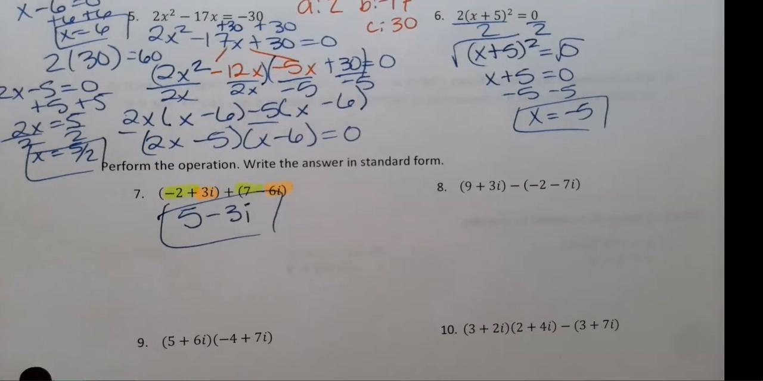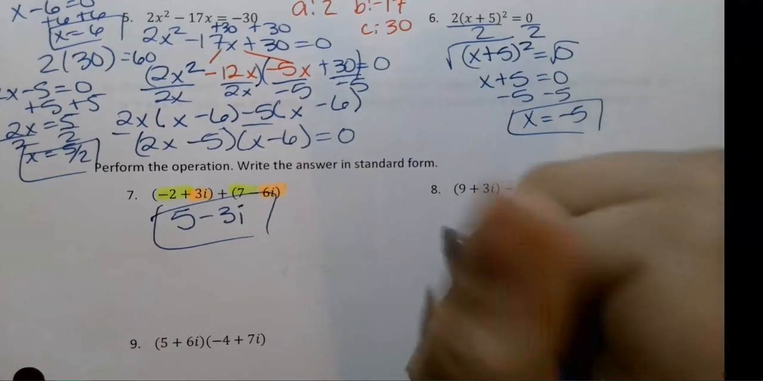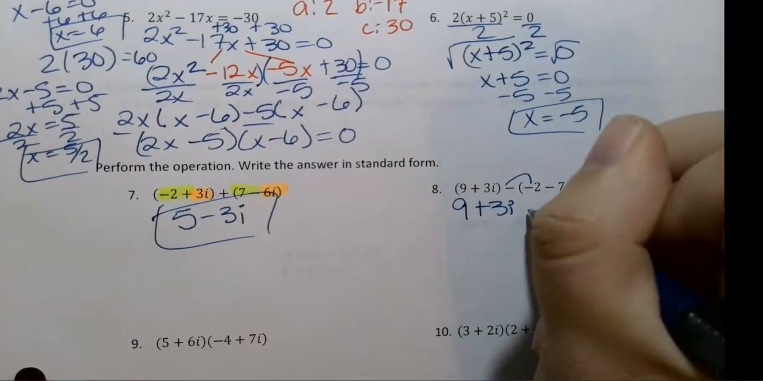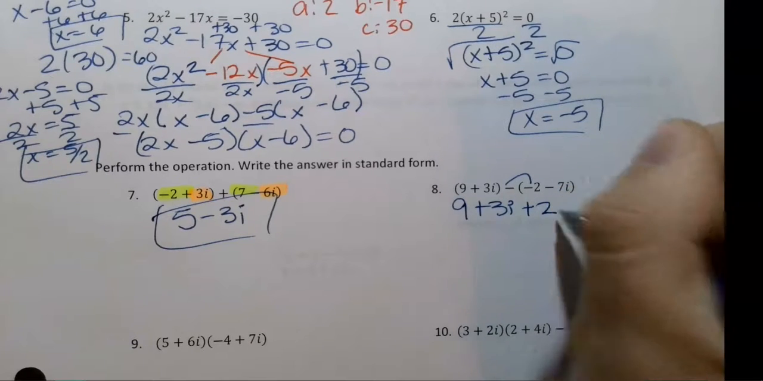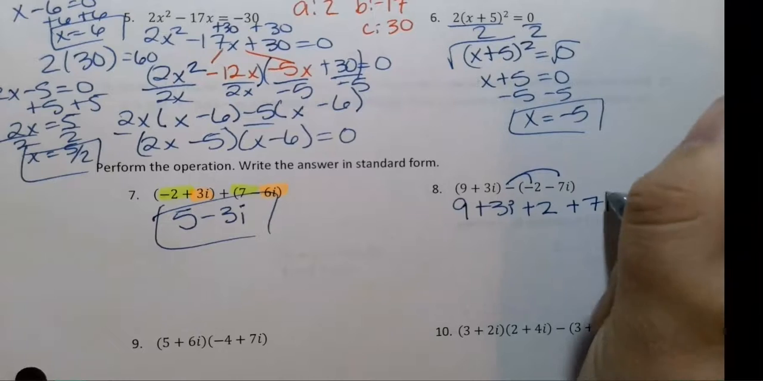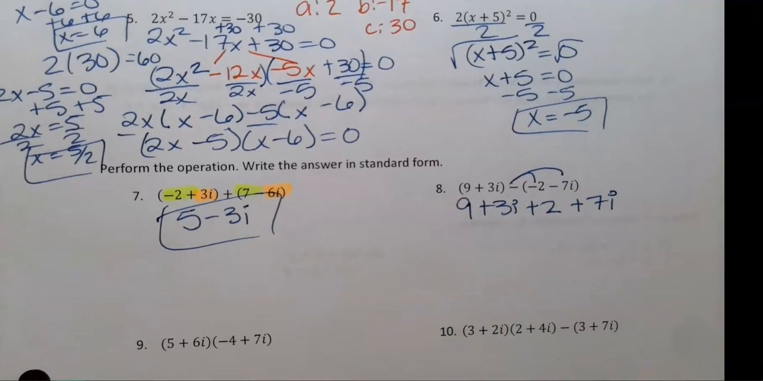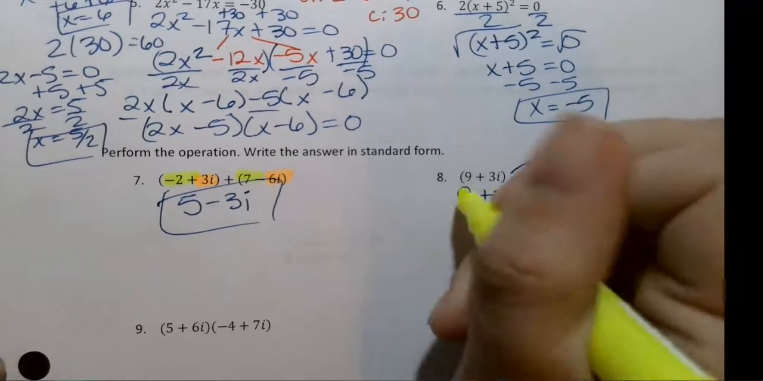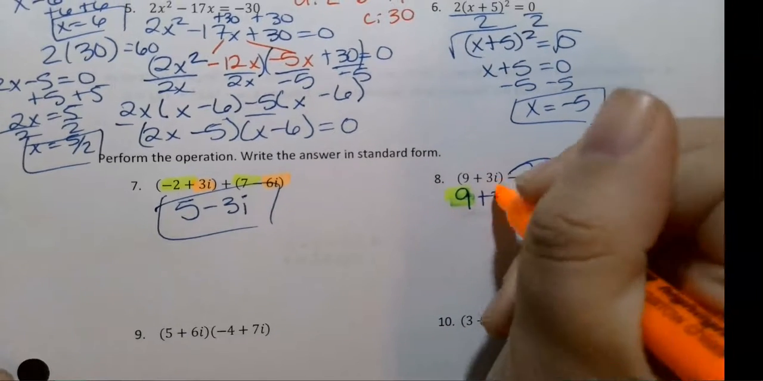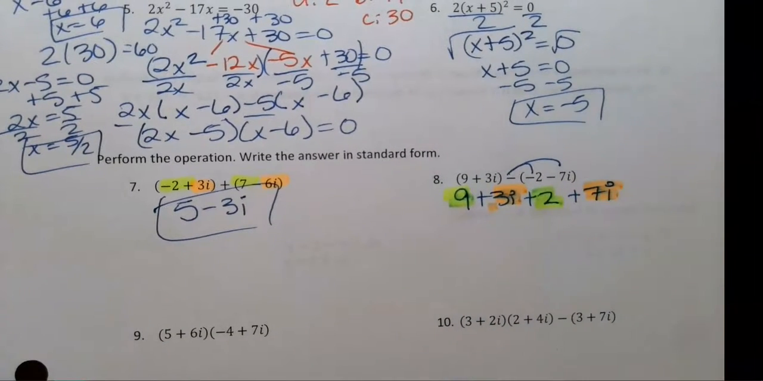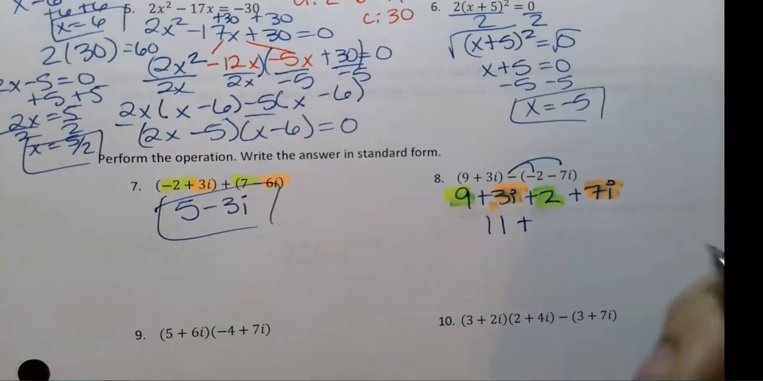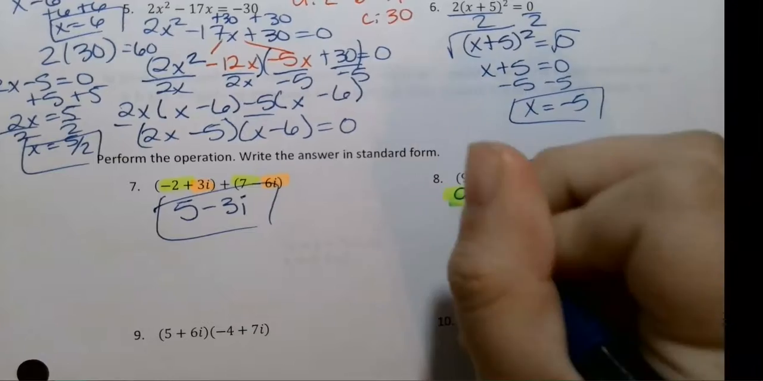On number 8, because there is a negative in the middle, I want to go ahead and distribute that. So I'll write the first part out. Then I want to distribute the negative. Negative negative 2 turns it into positive. Negative negative 7i is going to turn that into a positive 7i. Then I want to go ahead and look at what I can combine. So the 9 is real, and the 2 is real. Then I'm going to go ahead and combine 3i and 7i because they're both imaginaries. 9 plus 2 gives me 11. 3i plus 7i gives me 10i.